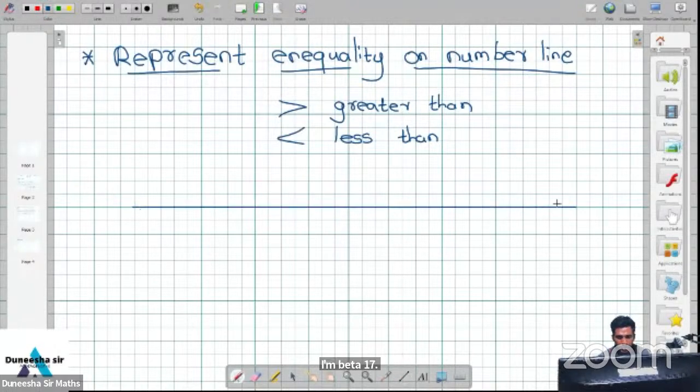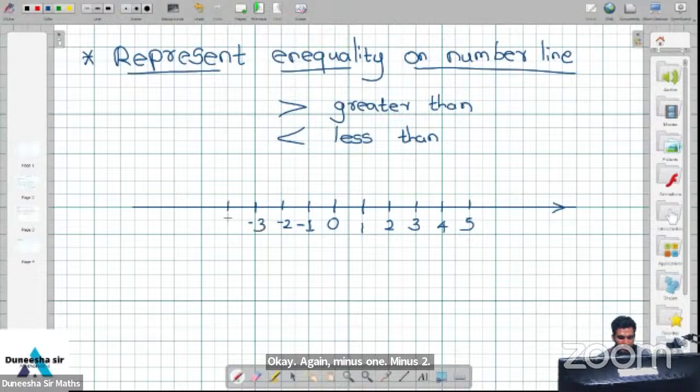Again, a number line. Here 0, 1, 2, 3, 4, and 5. Again minus 1, minus 2, minus 3, minus 4, minus 5. Then I am taking 3 and minus 2. What is the greater number? Minus 2 or, sorry, 3 or minus 2? What is the greater number?